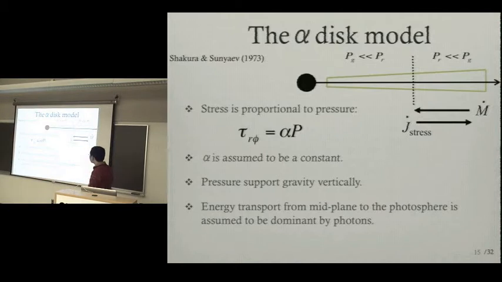So in the 1970s, people knew that the normal molecular viscosity is not large enough, so you need some enormous viscosity to do that. And Shakura and Sunyaev came up with the so-called alpha model. Basically, you assume that the accretion stress in your disk is proportional to the total pressure with some constant alpha. And alpha is assumed to be a constant in the model. In the local model, the pressure supports gravity locally, and the energy generated in the disk is just diffused out by the photons.